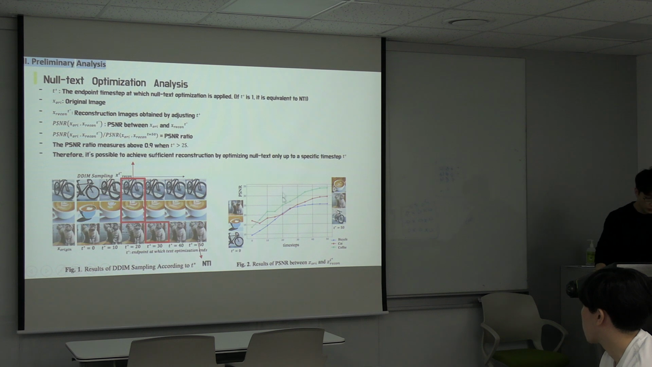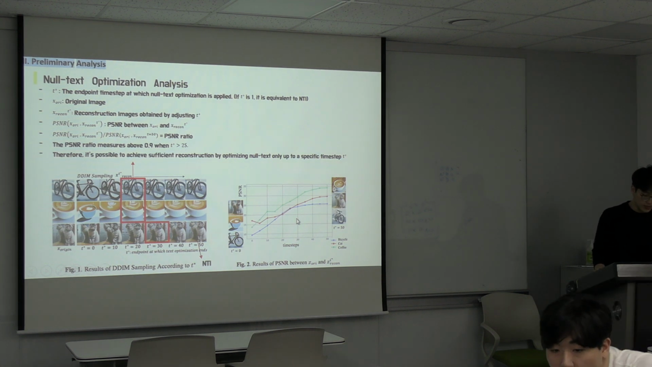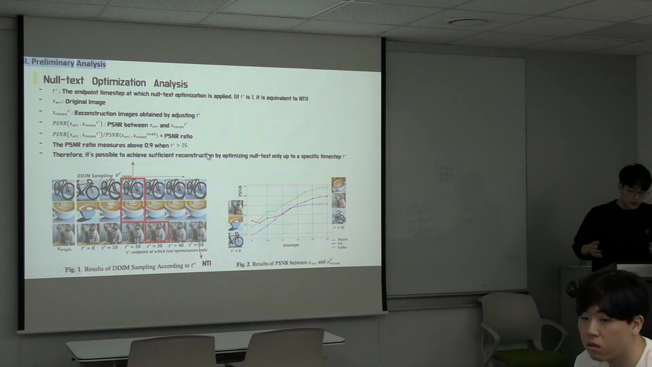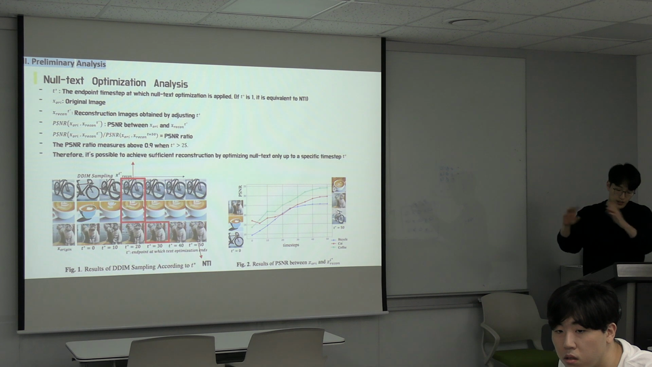And as shown in figure 2, let's look at the example with this bicycle image. At time step 25, we can see that the PSNR value is around 25. And at the maximum time step 1, the PSNR value is around 26. So you can see that the PSNR ratio already exceeds 90% at time step 25. Therefore, it means it's possible to achieve sufficient reconstruction by optimizing null text only up to a specific time step, rather than the entire time step.